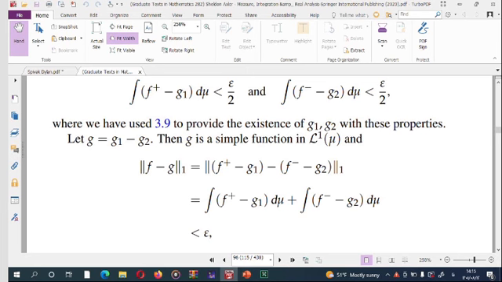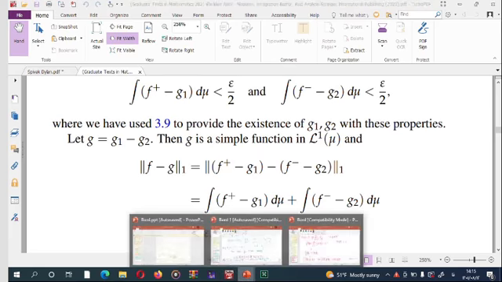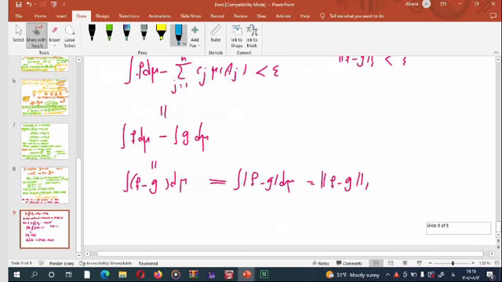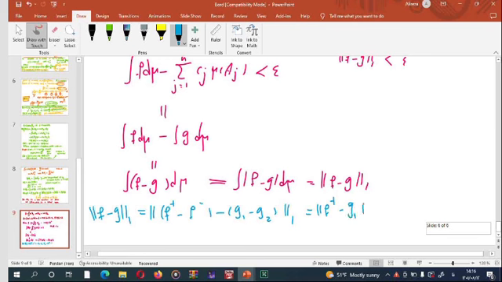the norm 1 of this function, because f equals f plus minus f minus. So the norm 1 of f minus g equals the norm 1 of f plus minus f minus, g1 minus g2, and this is equal to f plus minus g1 plus g2 minus f minus.